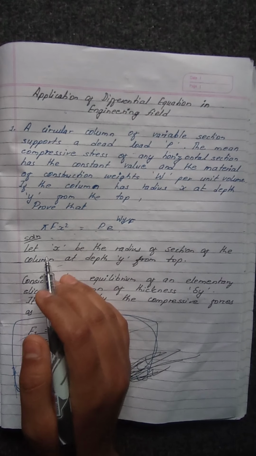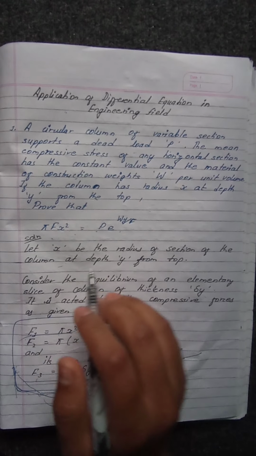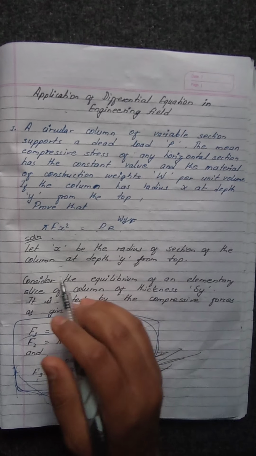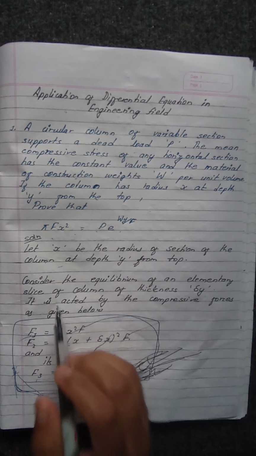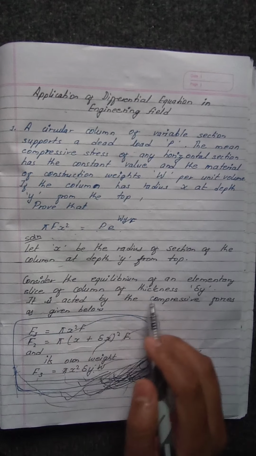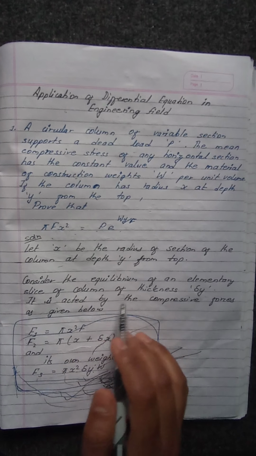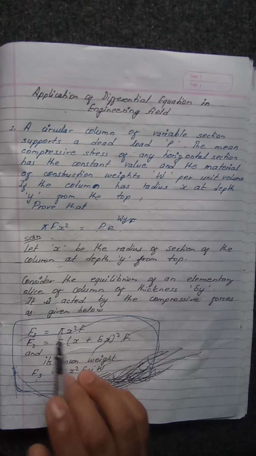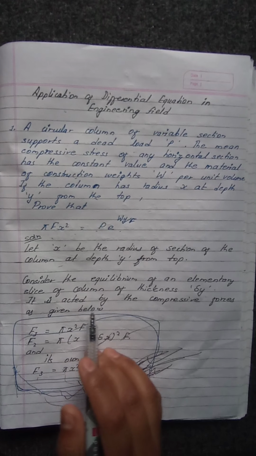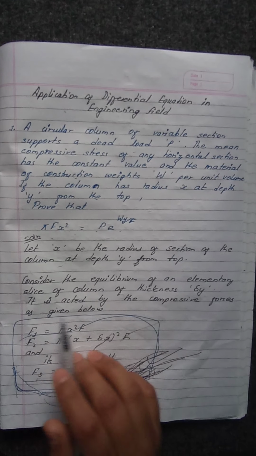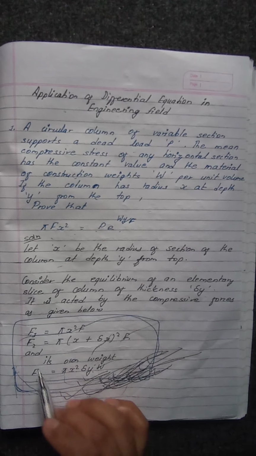Now, first of all, we suppose x as the radius of the section of the column at the depth y from the top. Then we consider equilibrium of an elementary slice of the column of thickness del y. It is acted on by the compressive forces as given below. These are the compressive forces.